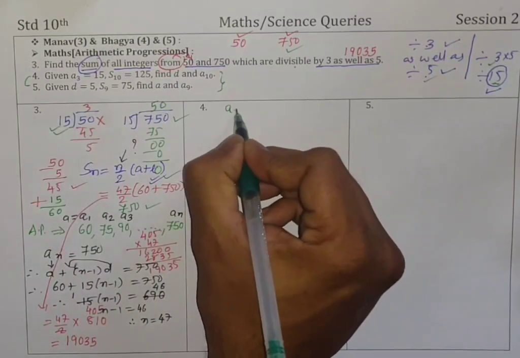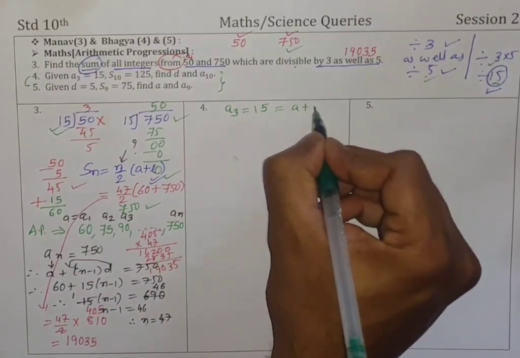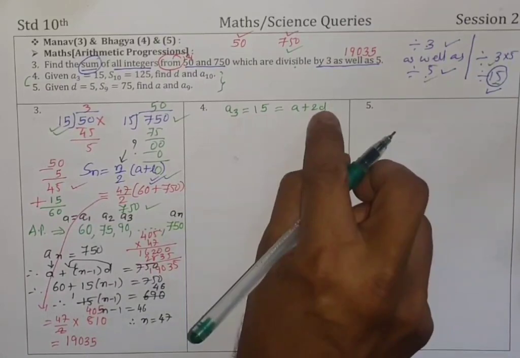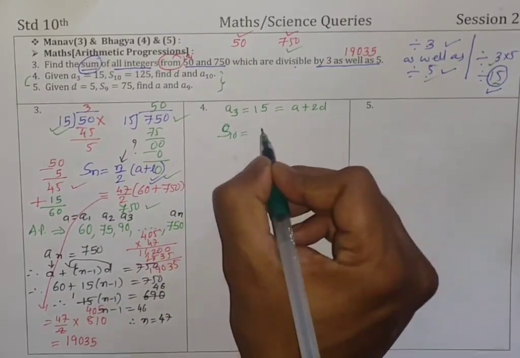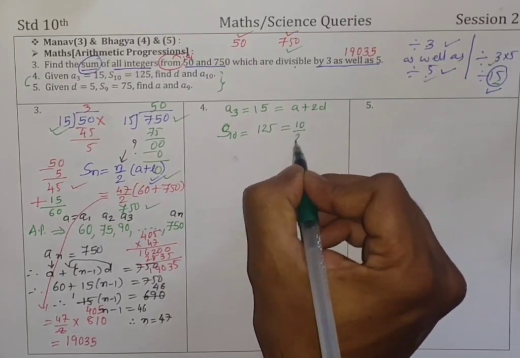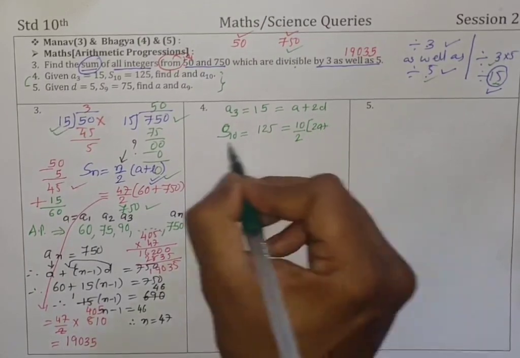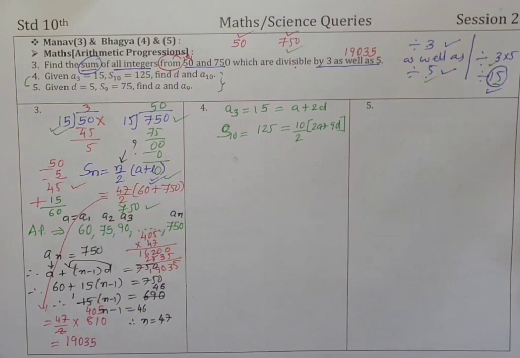Alright. a3 is given, which is 15, and that is equal to a plus 2d. S10 is given, that is 125. But that is 10 by 2 into 2a plus 9d. समझ में आ रहा है अभी?